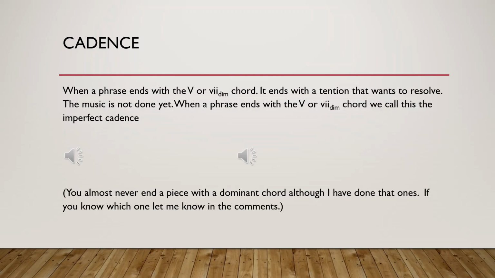We can also have a phrase that does not end with a tonic function, but that ends with 5 or with the 7. It ends with a dominant function, and so it ends with a tension that wants to resolve, but it does not resolve. And because the music is not resolved, the music is not done. When the phrase ends with a 5 or the 7th chord, we call this the imperfect cadence. It is a bit like a comma. It gives us a sense of pause. You can see it as a question and you want an answer on there.